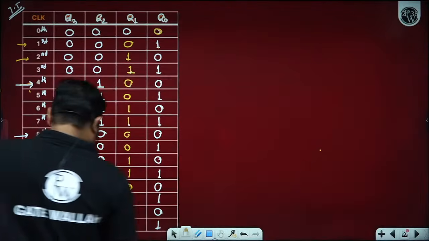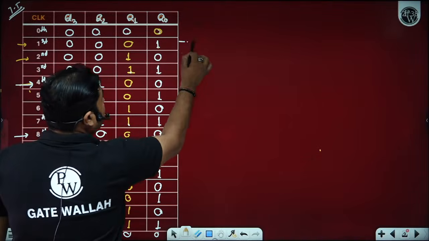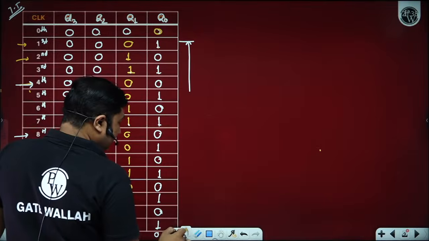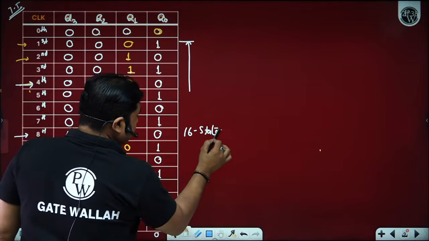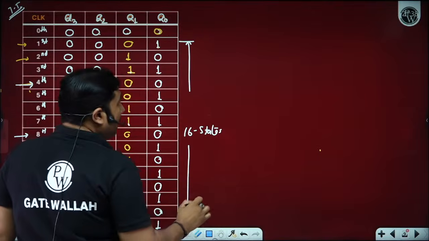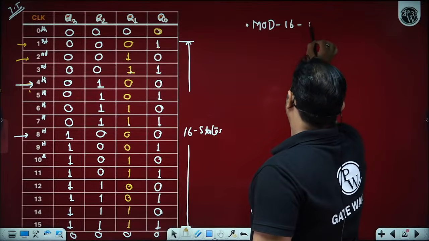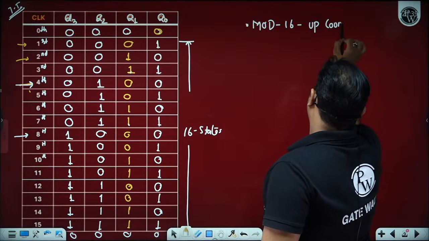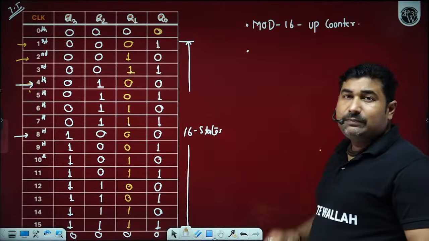Whenever we have to identify the number of different states, we always count the number of different states after applying the clock pulse. So we have total 16 states. So this is your mod 16 up counter. Mod 16 up counter. Is it okay? Yes, sir.